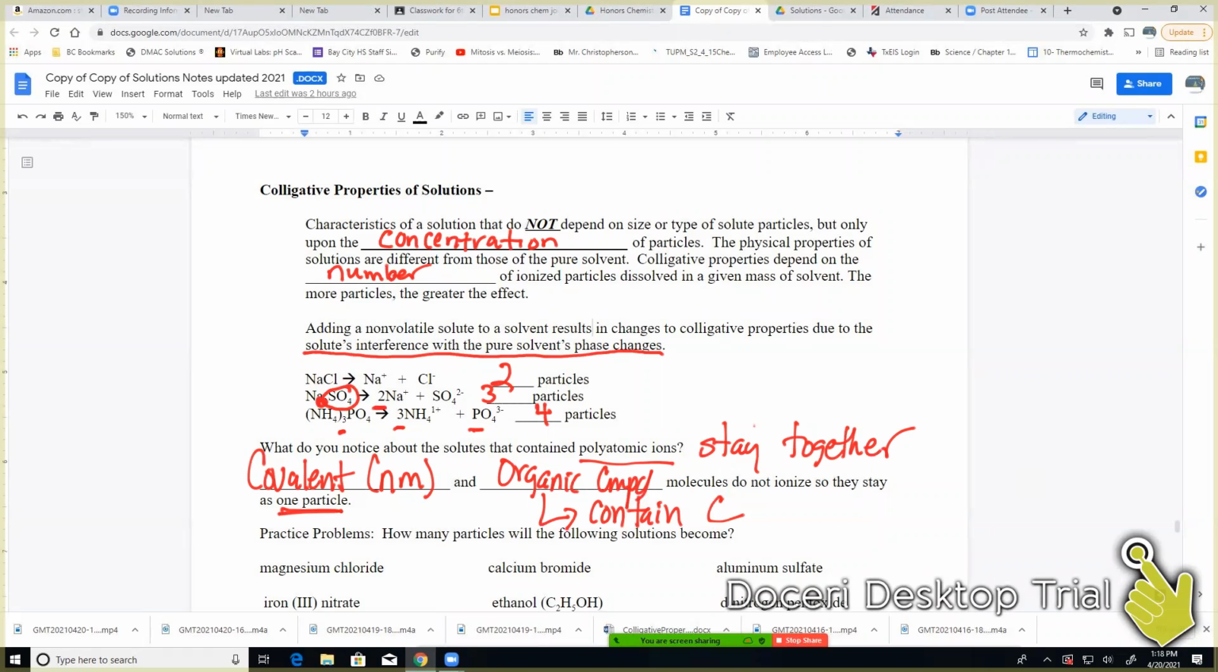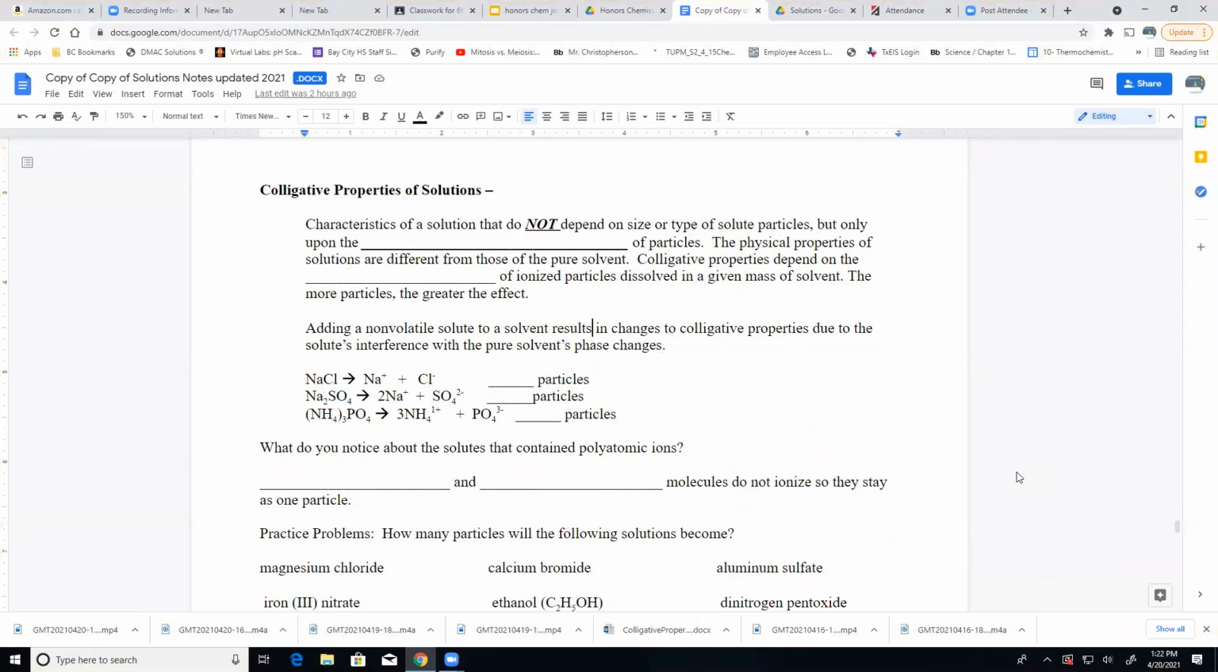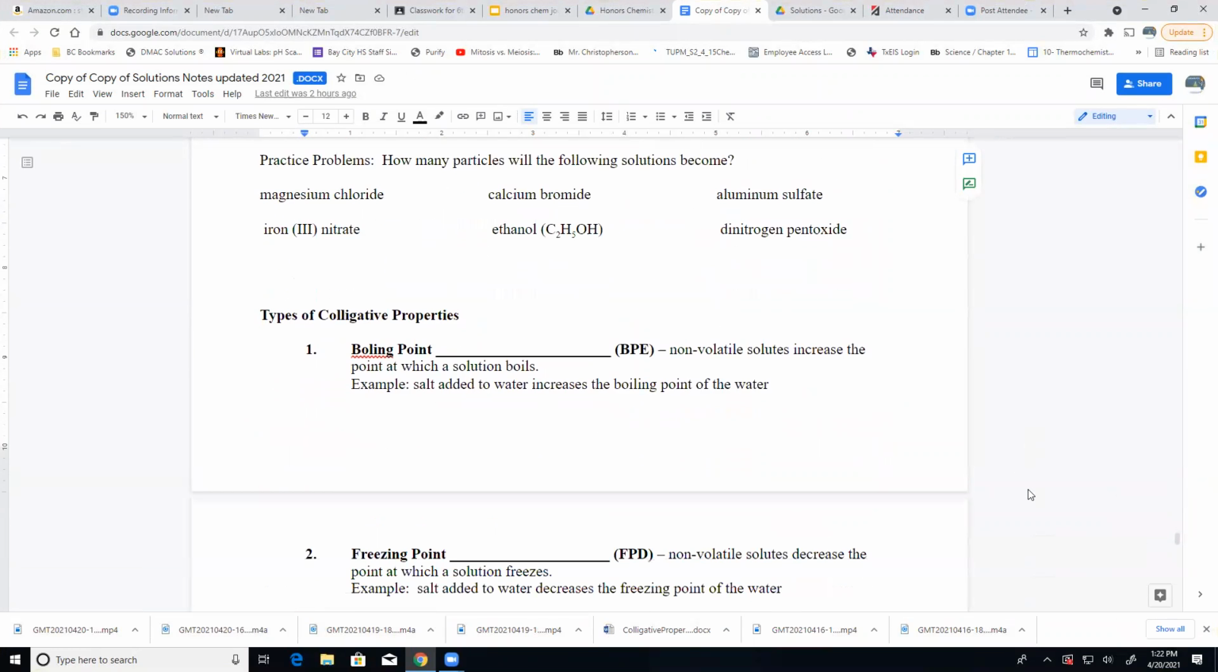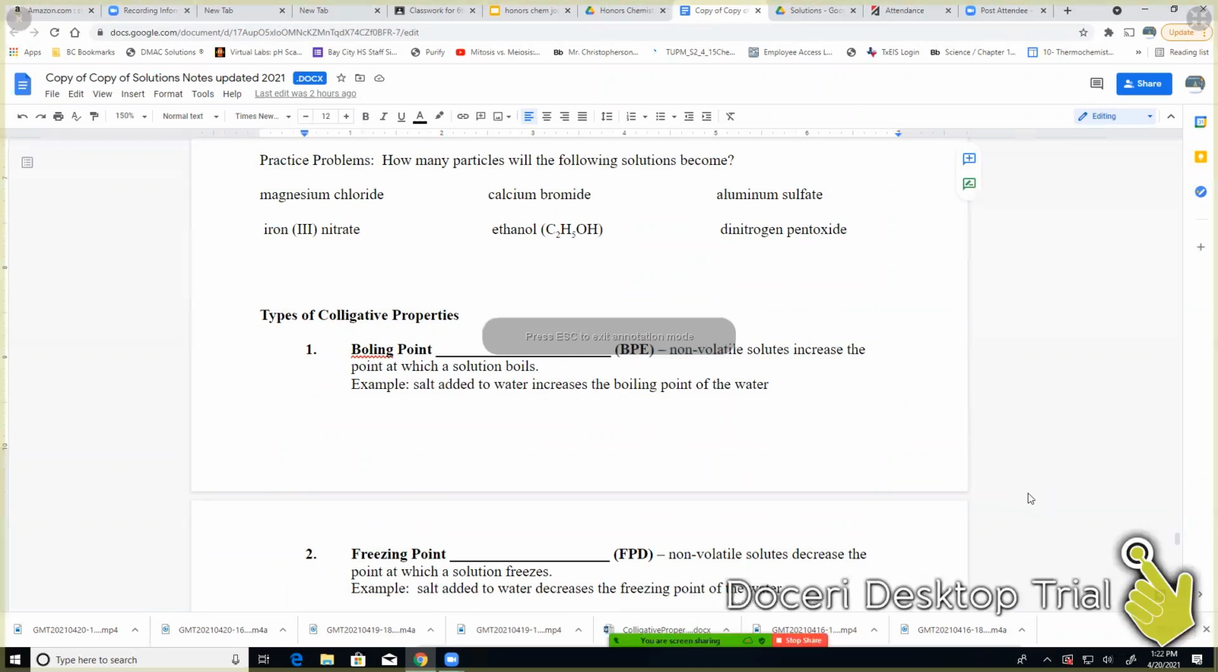So let's practice on a few of these, counting particles. I was doing that for the journal tomorrow, actually, some other compounds. So we'll start with magnesium chloride. So that's MgCl2. If I put that in water, it's going to ionize into 1 magnesium and 2 chlorides for a total of 3 particles.